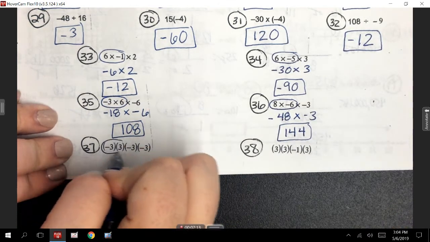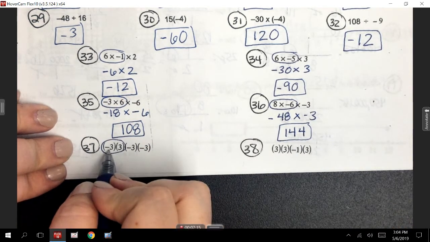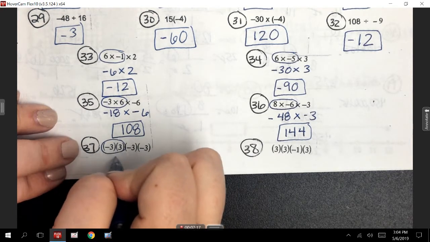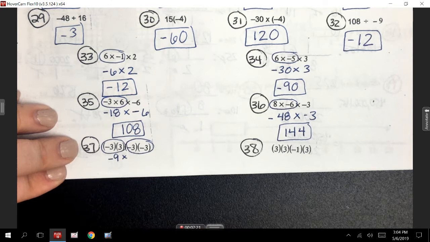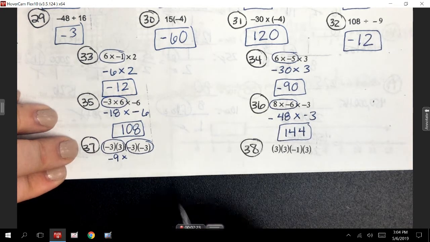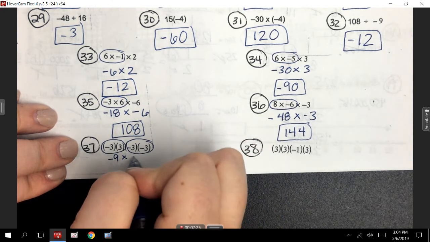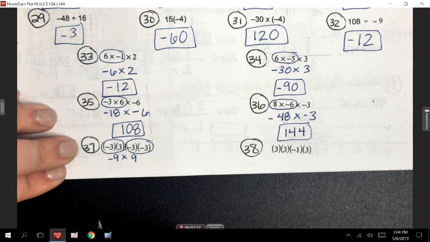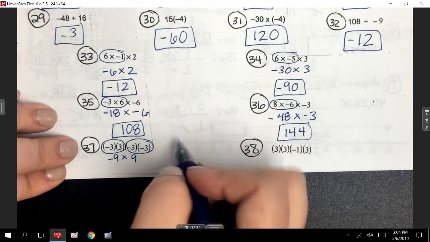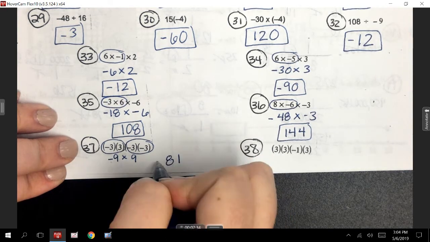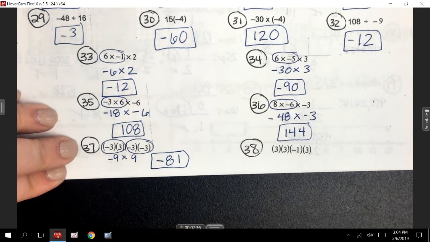All right, looking at my next two, I'm going to circle those two. Negative 3 times positive 3. 3 times 3 is 9. Negative since they're different. I'm also going to go ahead and do those two. Negative 3 times 3 is 9, and that one's going to be positive since they're the same sign. Now I'm going to look at this final multiplication. 9 times 9 is 81. I'm going to make it negative since they're different there.